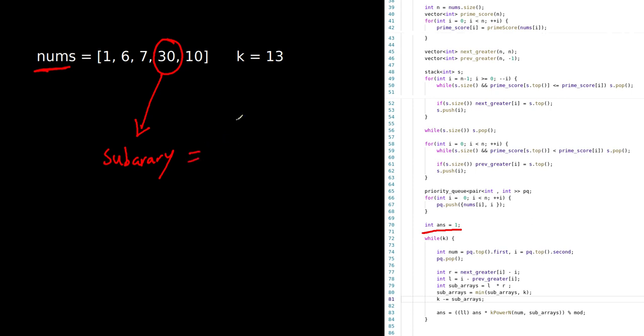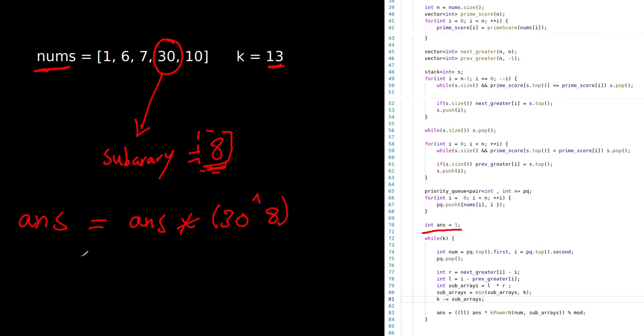Let's assume some number, which is 8. Because 8 is less than 13, we will use all of these 8, and so we will multiply the answer. So answer equals answer multiplied by 30 to the power 8. Now we used 8 operations from k, so after this k will be 13 minus 8, which is 5.